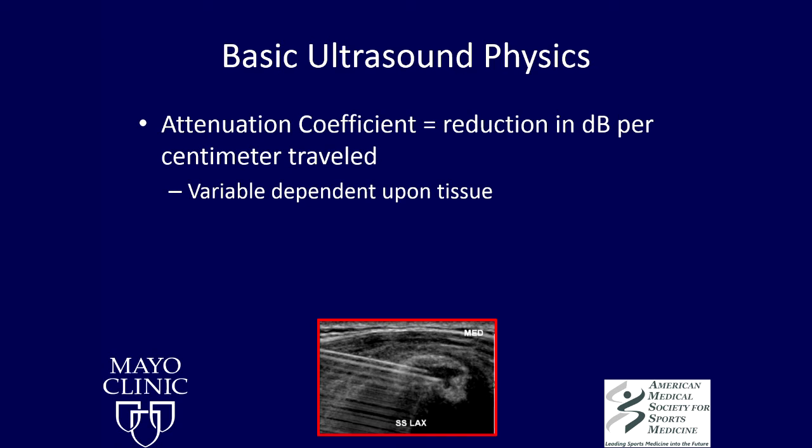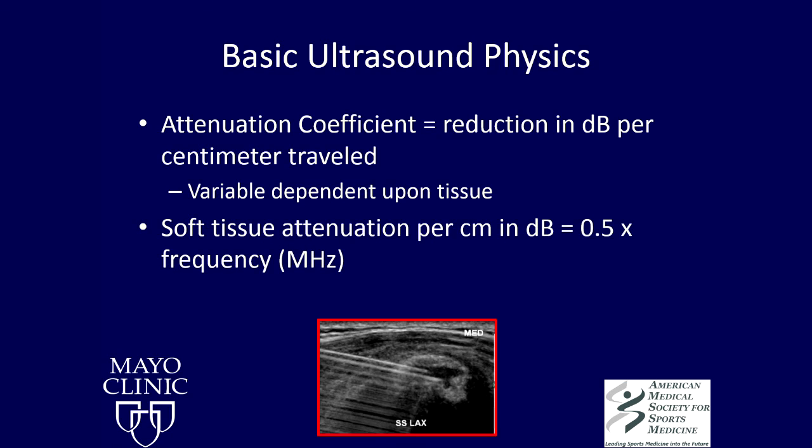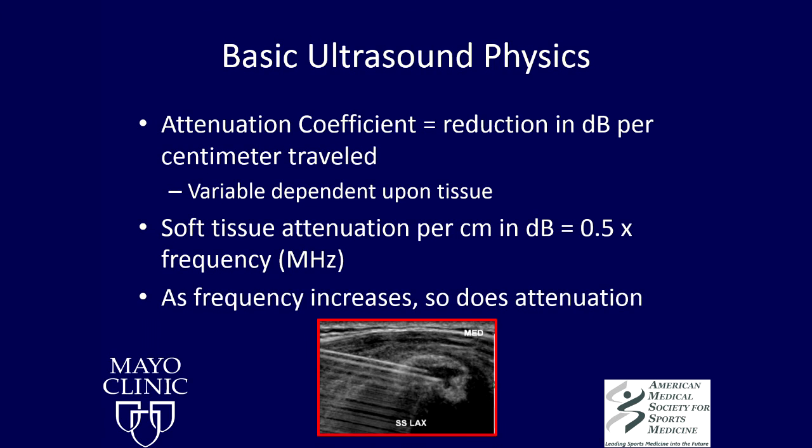The attenuation coefficient is equal to a reduction in the number of decibels per centimeter traveled, and it's variable depending upon the tissue. Soft tissue attenuation per centimeter in decibels is 0.5 times the frequency in megahertz. And so what that means is that as you have a higher frequency, you have more attenuation.